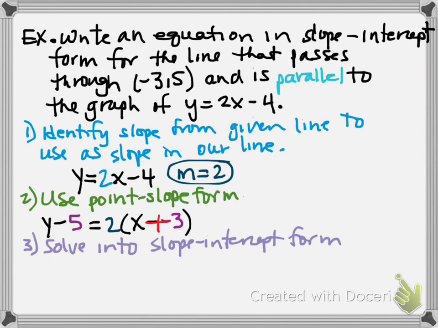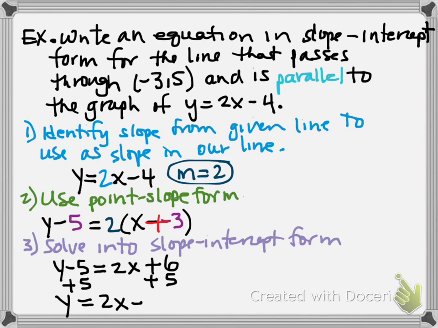So Michael's absolutely right. The first thing I'm going to do is distribute. 2 times x is 2x. 2 times positive 3 is positive 6. And then to get y completely alone, I'm going to add 5 to both sides. And we get y equals 2x plus 11. So, something else to think about.